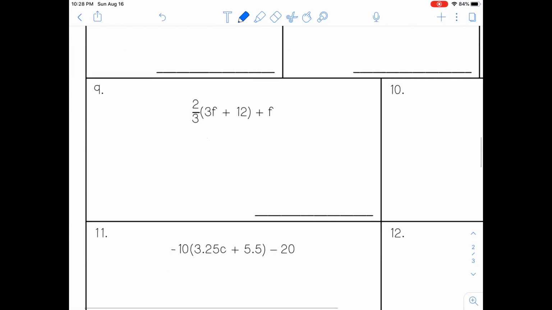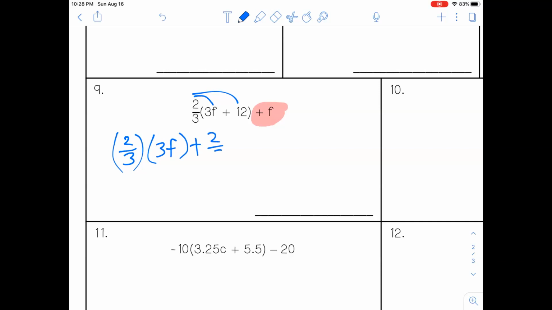This time we have a term that is outside of the parentheses over here, but notice there's a plus in between that and the parentheses. So it stands alone. So what we need to do is first distribute this and then combine like terms. So 2/3 times 3f plus 2/3 times 12 plus f.